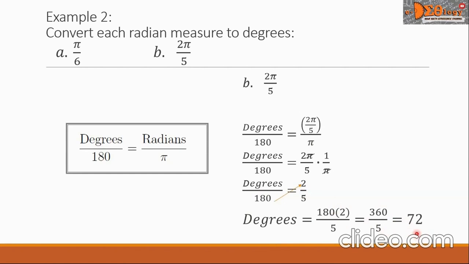We will now affix the degree symbol. So our answer is 72 degrees. To conclude, the radian 2 pi over 5 is equal to 72 degrees. This is our final answer.